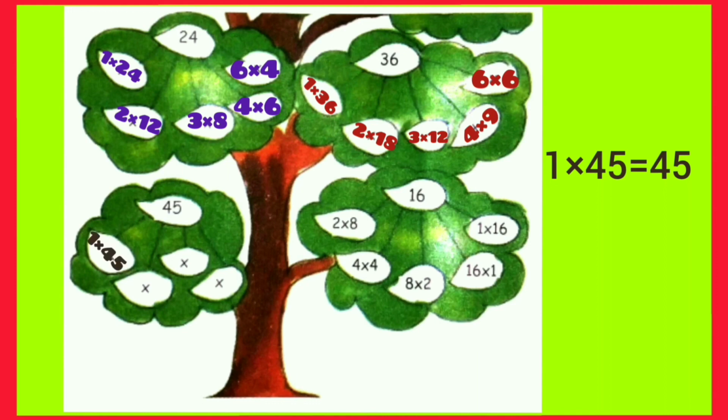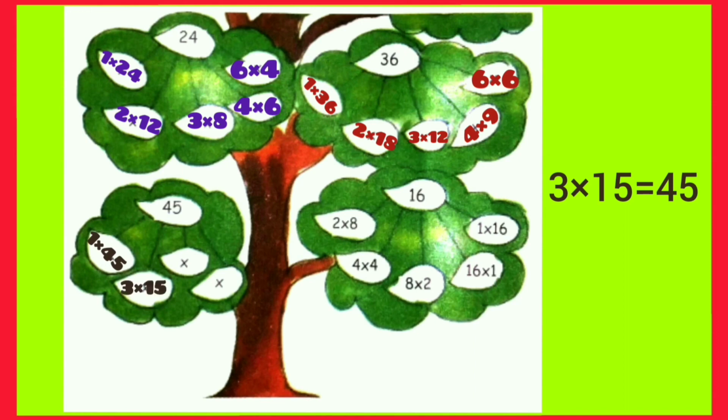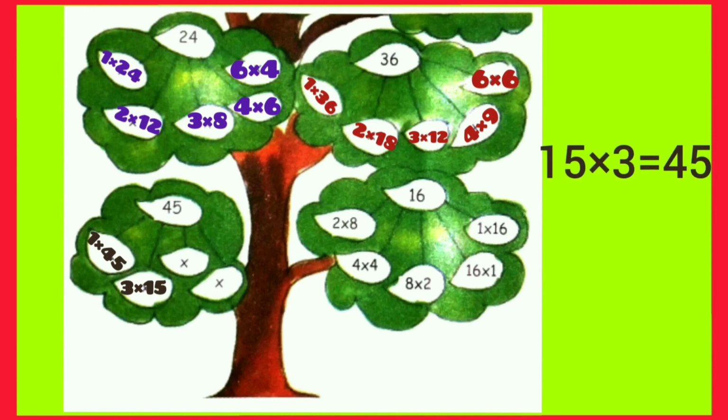Write 1 into 45. Children, next we have the product of 45 in the third table. 3 into 15 equal to 45. Write 3 into 15. Next, we have the product of 45 in the 15th table. 15 into 3 equal to 45. Write 15 into 3.